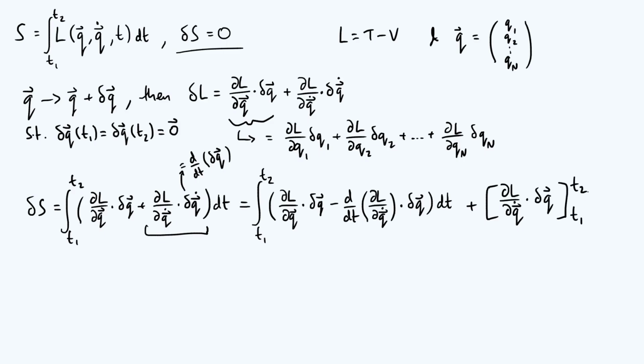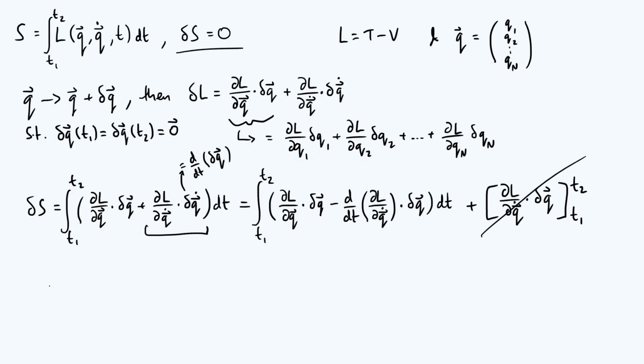But then at this point, remember that we had this restriction on our δq's, that they're 0 at t1 and t2. In other words, the start and end point of our trajectory through configuration space is fixed. And so this δq part is 0, both at t1 and t2. And so we can just ignore that second bit because it's equal to 0.